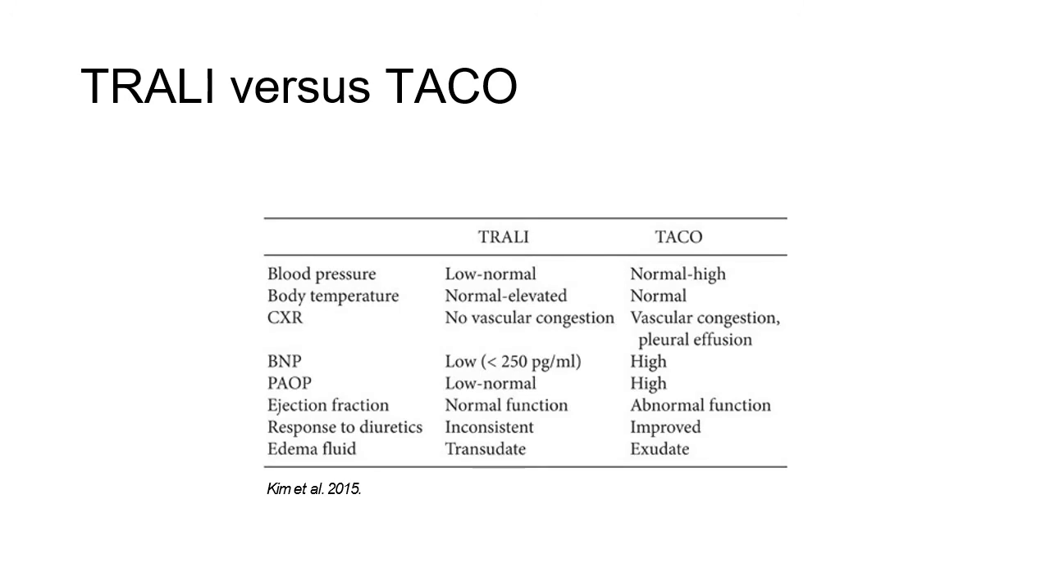So the difference between TRALI and TACO. Blood pressure is low or normal in TRALI, but it is increased in TACO. On chest X-ray, no congestion is seen in TRALI, but vascular congestion and pleural effusion are seen in TACO. Ejection fraction is normal in TRALI, it is abnormal in TACO, and response to diuretics is inconsistent in TRALI, but very much improved in TACO.